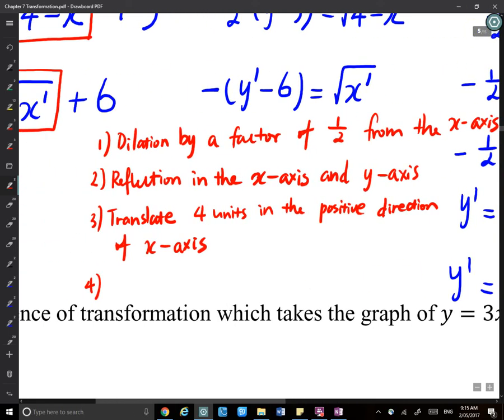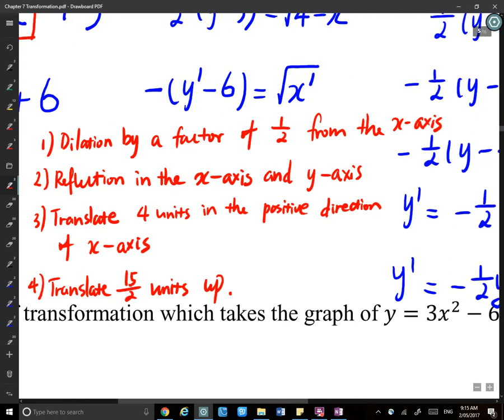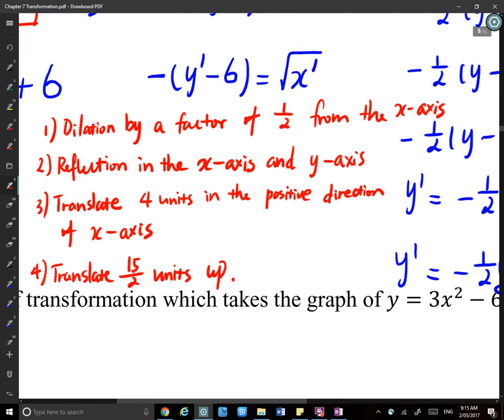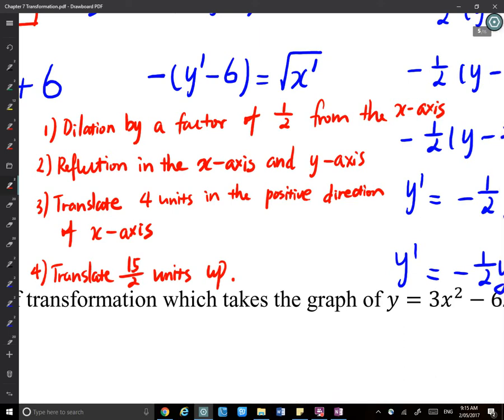Then for the y side, translate 15 over 2 units up. That's not the unique answer. You can have infinitely many ways to describe the translation, but that will be the most preferred one.